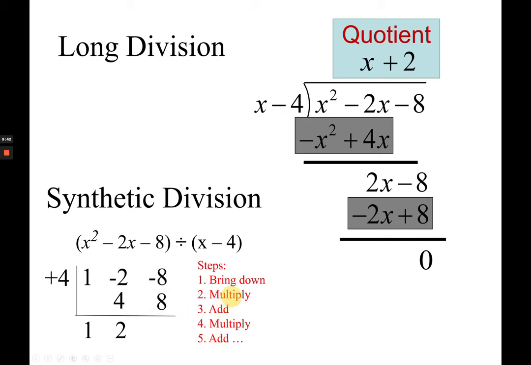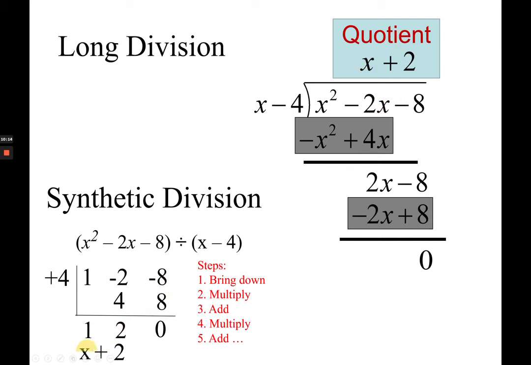The multiplication and addition will keep repeating until you come to an end. Since it's already the end, negative 8 plus 8 is 0. It means if there's a 0 at the end, there's no remainder. How do you write your answer? Well, the 1 will become x, and 2 is just a constant. 0 is the remainder, so this problem has no remainder. If you notice, we are actually doing the same problem, and it's x plus 2.